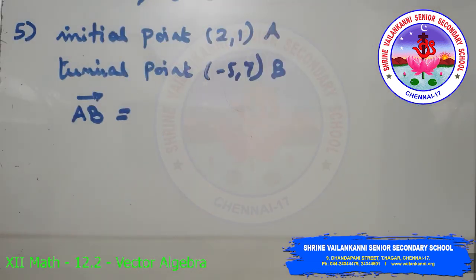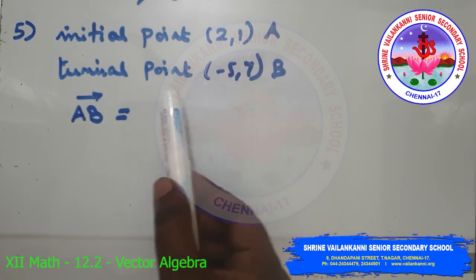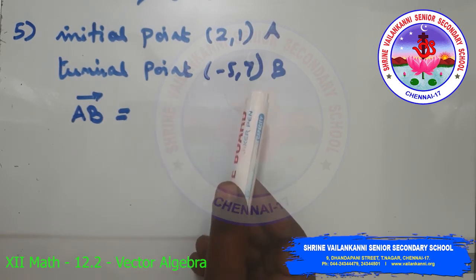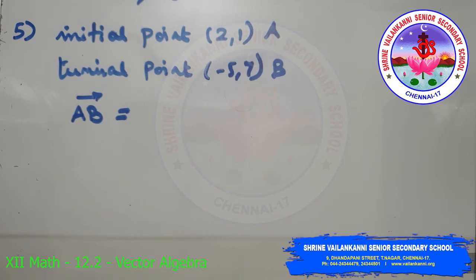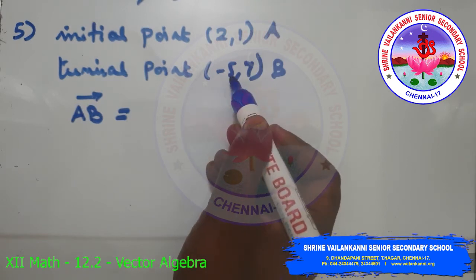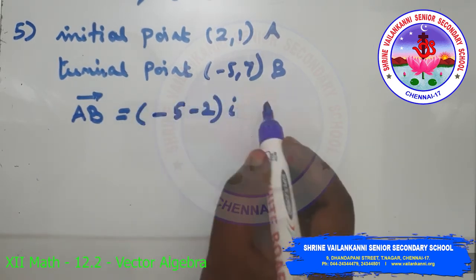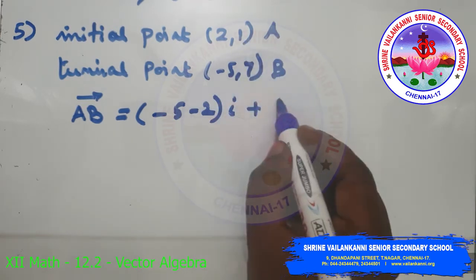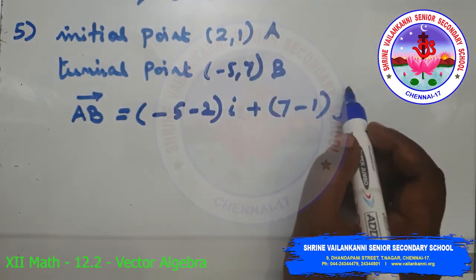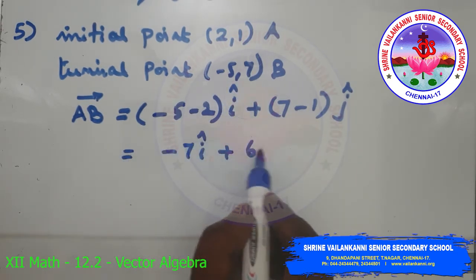Fifth question, find the scalar and vector components of the vector with initial point (2, 1) and terminal point (-5, 7). Let A be the initial point (2, 1) and B the terminal point (-5, 7). We have to find the scalar and vector components of the vector. So AB is the coefficient of i, (-5 minus 2) i plus (7 minus 1) j, which is equal to -7i plus 6j.